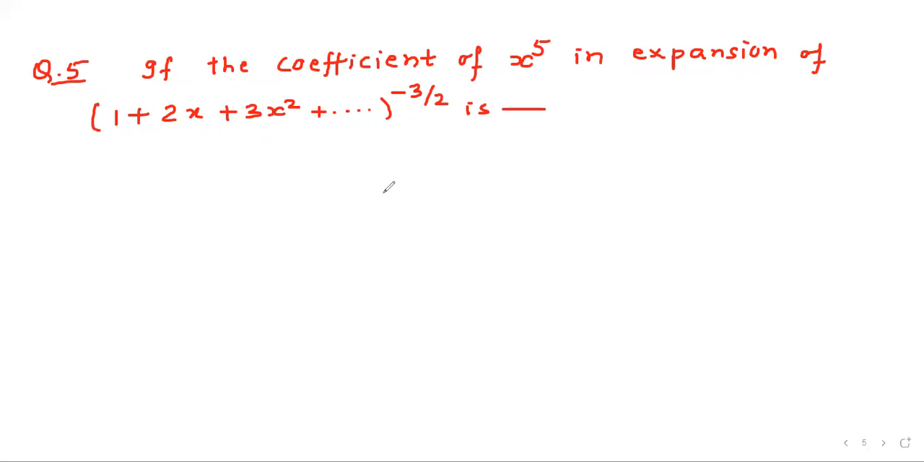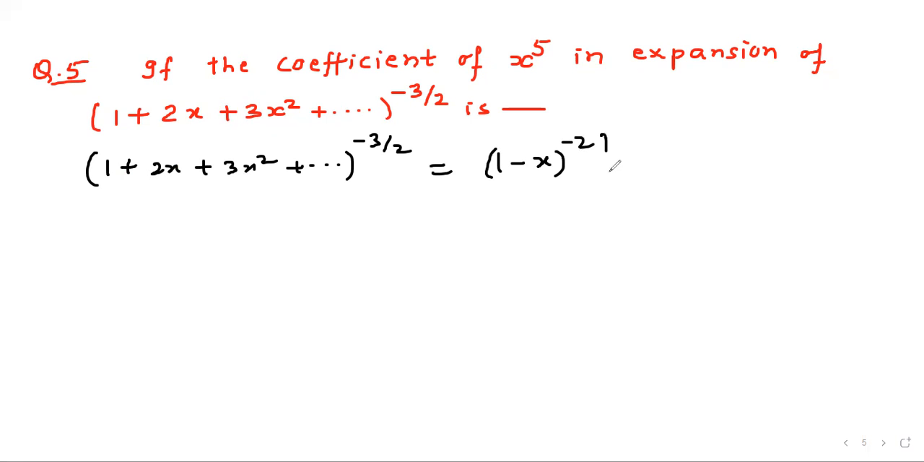Now let's consider question number 5. The coefficient of x power 5 in the expansion of (1 plus 2x plus 3x square) whole power minus 3 by 2 is. So 1 plus 2x plus 3x square plus dot dot dot whole power minus 3 by 2 can be written as, as we have seen in the previous question, 1 minus x power minus 2, and whole power minus 3 by 2.